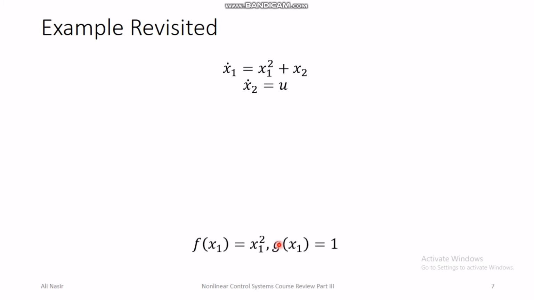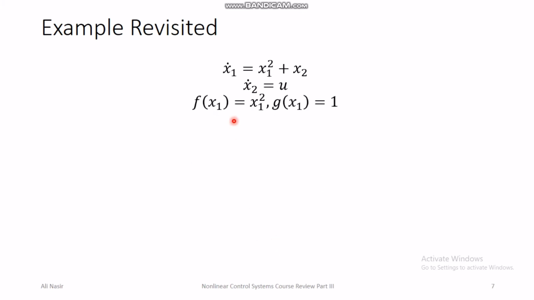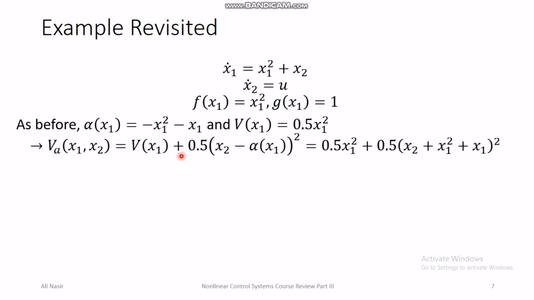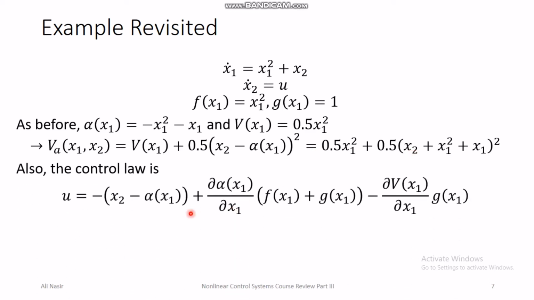In this example we already have f of x1 equal to x1 square and g of x1 equal to 1, and instead of u we have x2 and instead of v we have u. As before, alpha of x1 is equal to minus x1 square minus x1, and V of x1 is equal to 0.5 x1 square. Then Va from the integrator backstepping lemma is V of x1 plus 0.5 times (x2 minus alpha of x1) square.